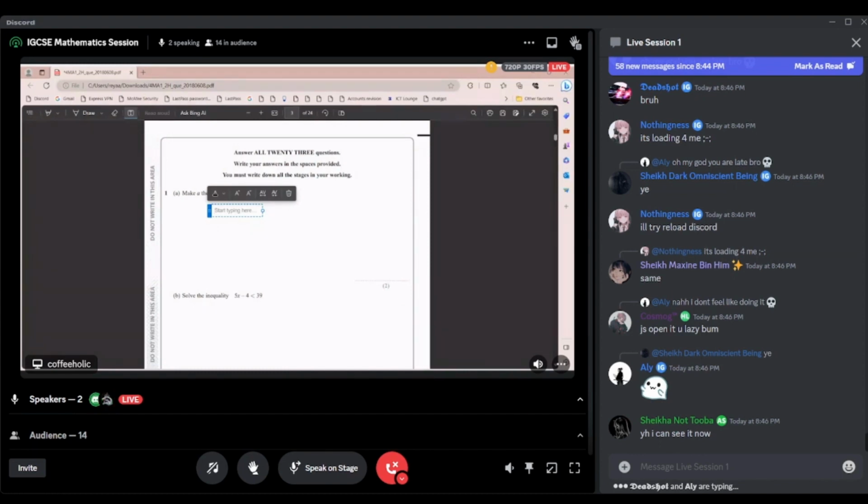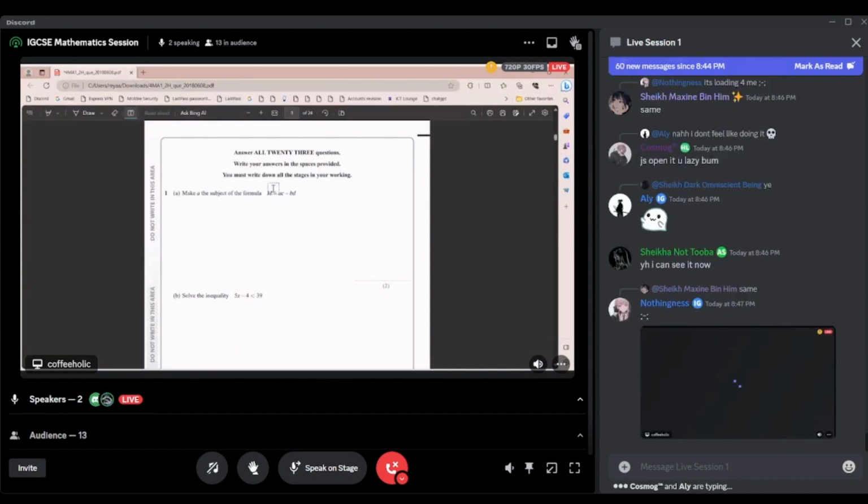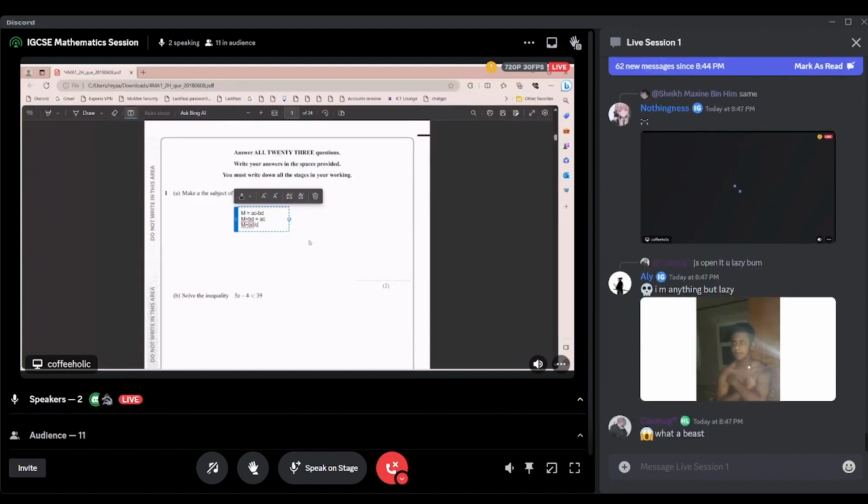Okay, so guys, the first question is a basic one, as are most questions starting off an Edexcel paper, which is just making A the subject of the formula. What you would basically do is try and get BD to the other side and then get A alone. So if you start off with the original equation M equals AC minus BD, you would then take BD to the other side, which would leave you with AC on the right side, right? And to get A all alone, you would obviously have to divide by C on both sides, which would therefore leave you with M plus BD divided by C, right? And that would leave you with A all alone, which would give you your final answer.